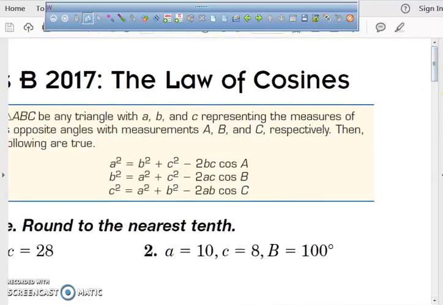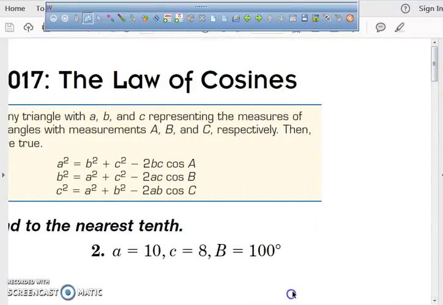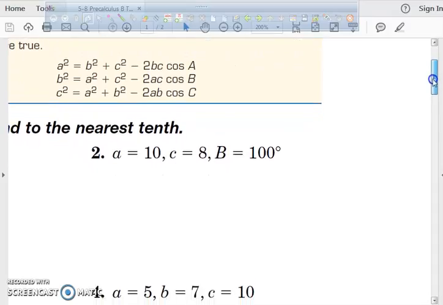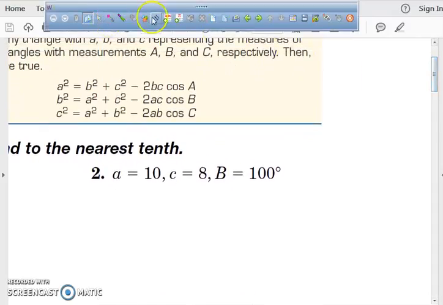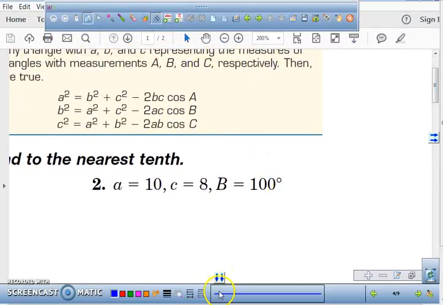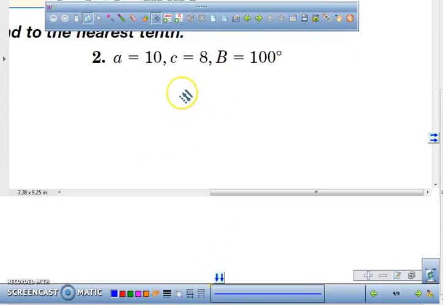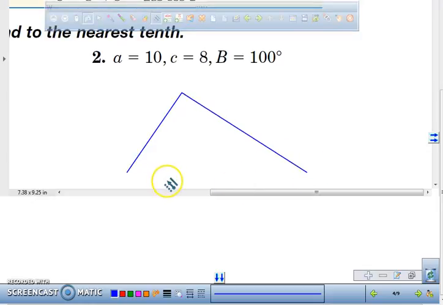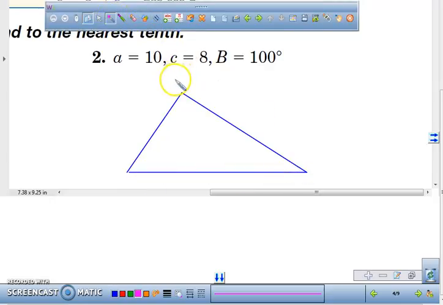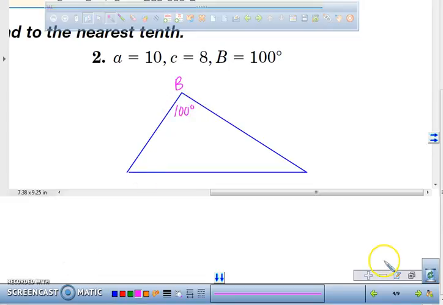Right now we're continuing with the law of cosines. I want you guys to build the triangle for number 2. Right now I'm going to draw an angle that's about 100 degrees. That's about a 90. Say that's about 100 degrees right in there. I'm going to label this as my angle B. So we have angle B at 100.